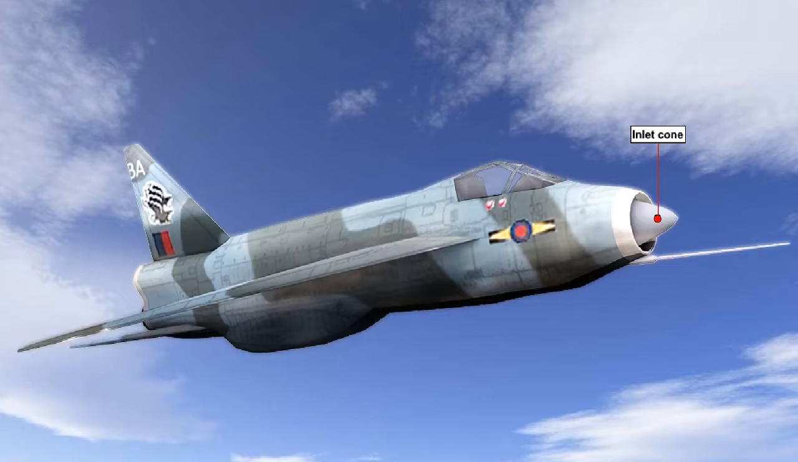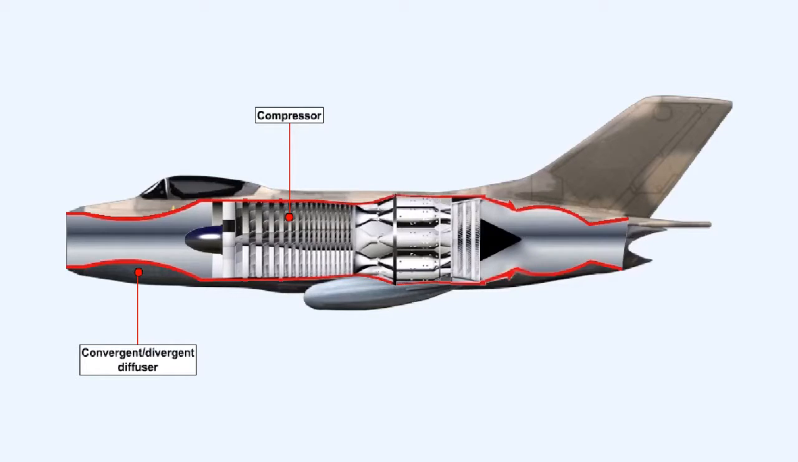This form of shock cone can be seen here on the English Electric Lightning. This diagram shows a simple convergent-divergent diffuser. This design works because supersonic flow will slow down as it enters a constricted area. You will note that this is the opposite response to that which happens with subsonic flow.